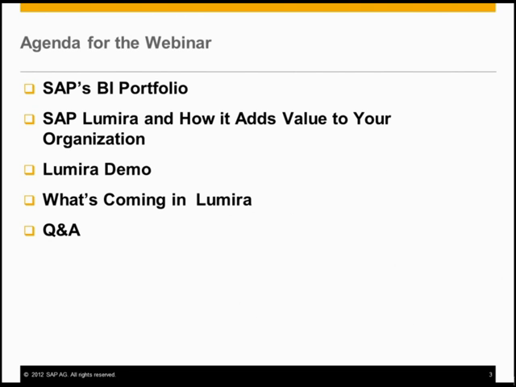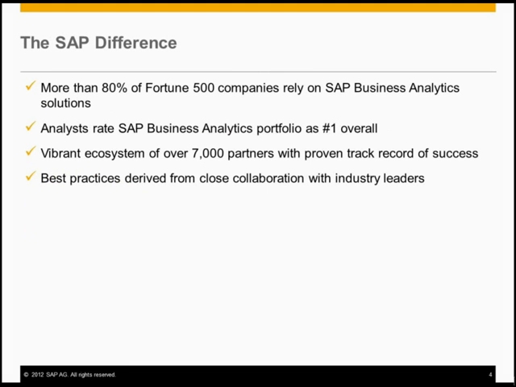So as many of you know, SAP is a recognized leader in business intelligence. We have been doing business intelligence for more than 25 years. And over 80% of the Fortune 500 companies rely on SAP Business Objects solutions. SAP has a broad portfolio of solutions that offers rapid time to value. SAP Business Objects BI solutions support all types of information access, interactivity and analysis needs for different types of business users across your organization, large or small.